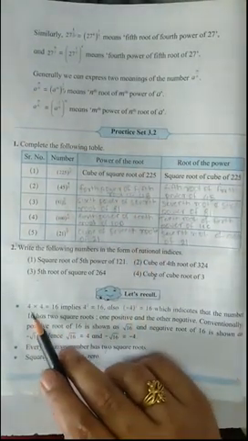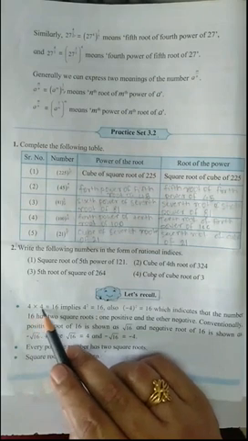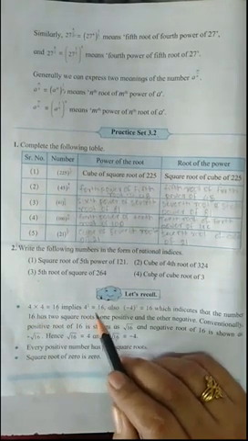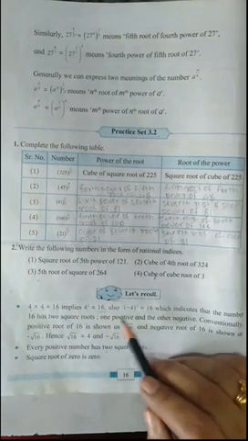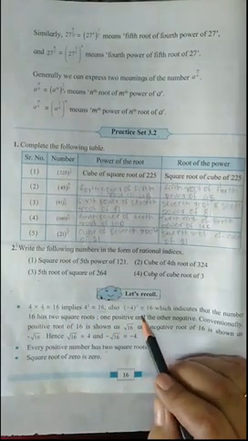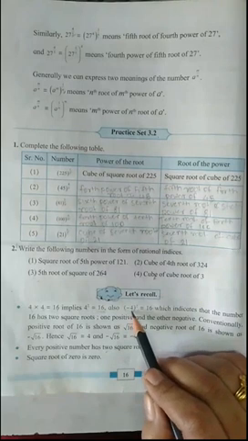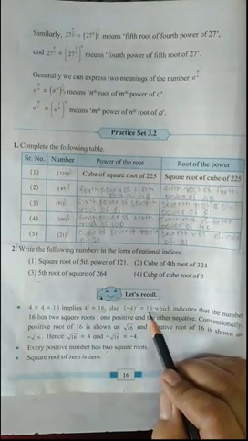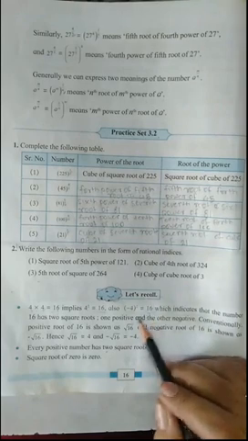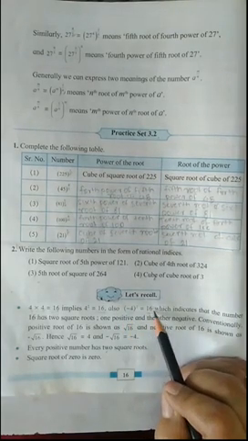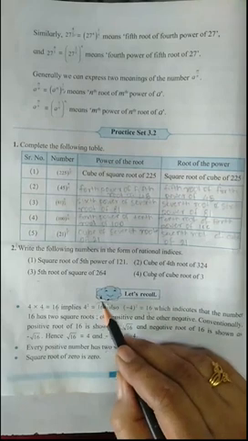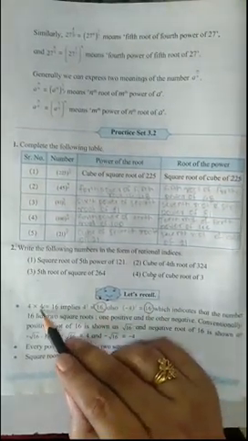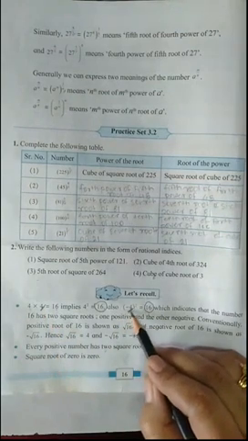Let's recall. 4 multiplied by 4 is equal to 16. Yes, it implies that 4 square is equal to 16. Correct? Also, negative 4 square is equal to 16, means negative 4 multiplied by negative 4 is equal to 16. We know that the multiplication of two negative numbers is always positive, means every positive number has two roots. One is positive and another is negative.